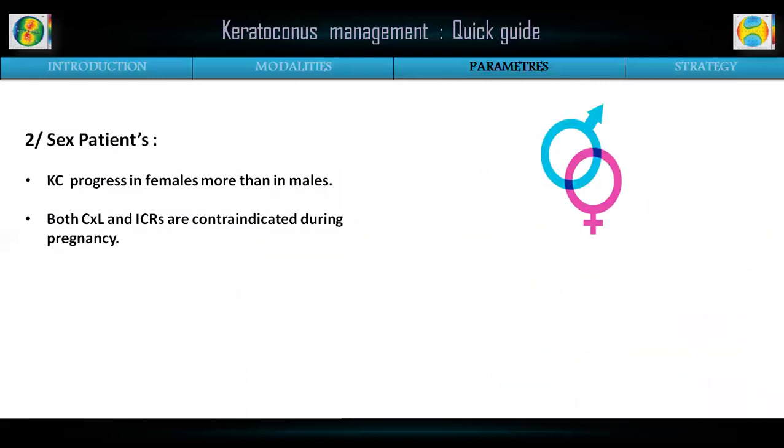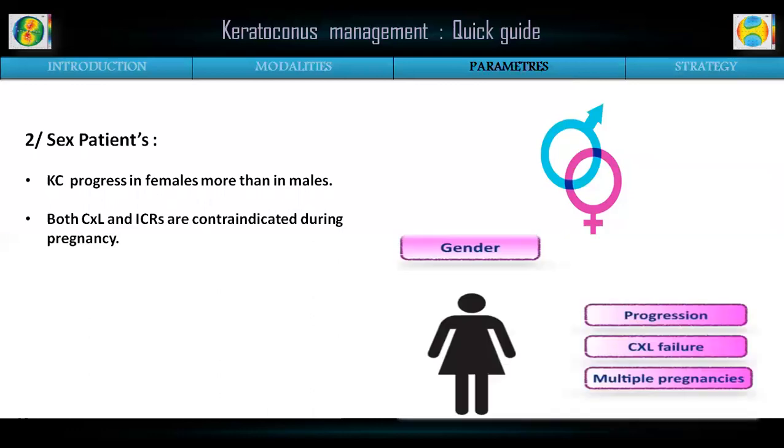Second parameter is the sex of the patient. We know that the keratoconus progresses in females more than in males, and both techniques, cross-linking and intracorneal rings, are contraindicated during pregnancy. And if we have a case of keratoconus in a female, we have to keep in mind it can be progressive, and the cross-linking can fail in this situation because of multiple pregnancies.